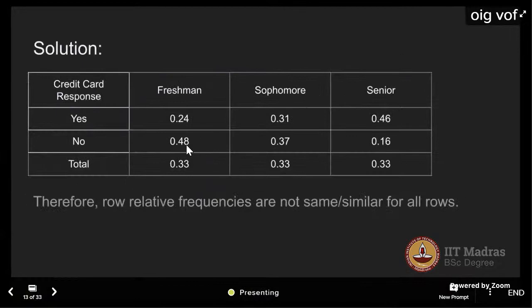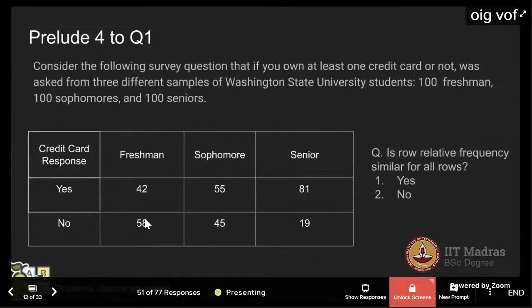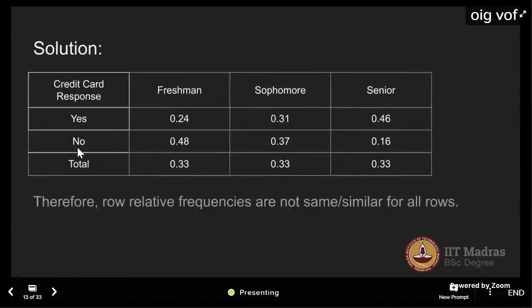Then for the next row, the row total is 122. Then 58 by 122, 45 by 122, and 19 by 122. And also don't forget to check this total one. Always check this total also. Okay.